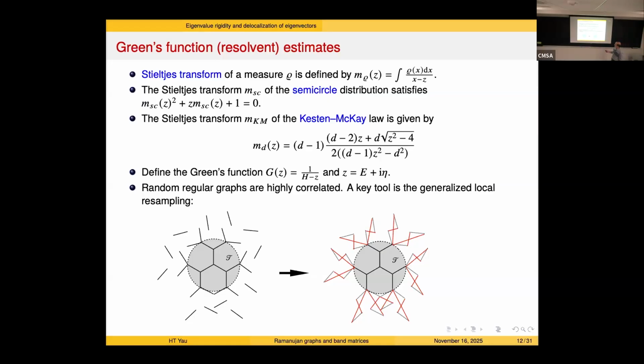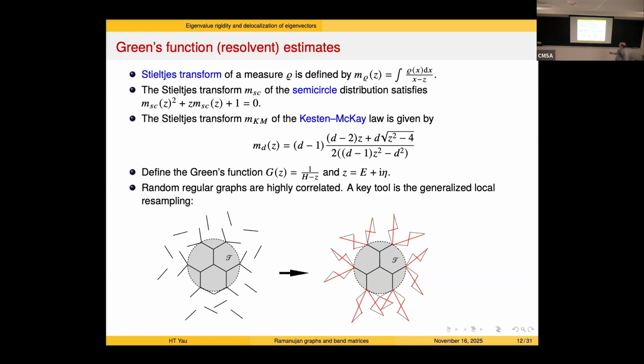So the self-consistency equation of Kesten-McKay law, I didn't write it down. It's slightly more complicated because the Stieltjes transform of the Kesten-McKay law is expressed like that, but with d finite, this is a bit complicated. Okay, now the case of the semicircle is much easier. The semicircle is m squared plus zm plus 1 equals 0. So this is much easier.